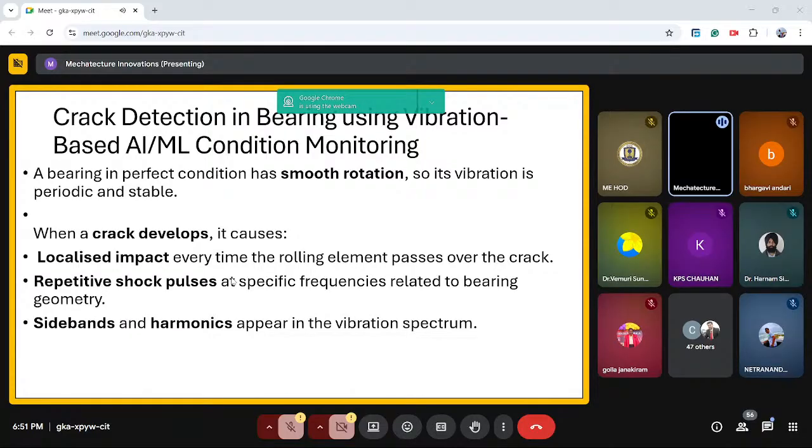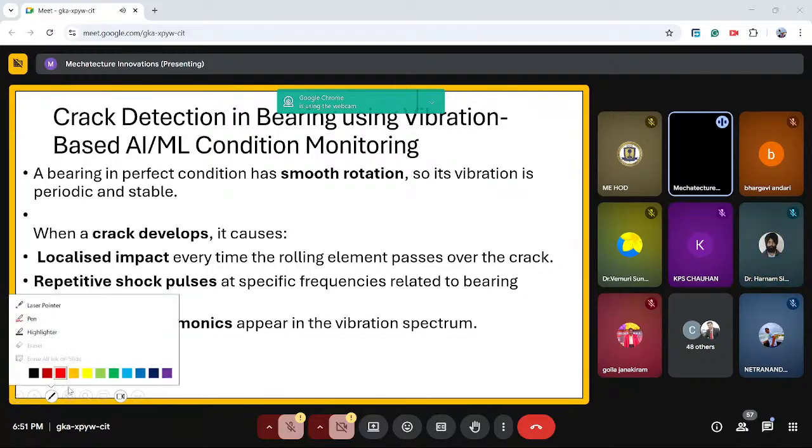Condition monitoring is a very generalized topic, so I did not go into much detail on time and frequency domain, but I have given enough knowledge on how to customize it when applying condition monitoring. So we have taken the specific case of crack detection in a bearing. The sidebands and harmonics are the new parameters that will appear in the frequency domain.